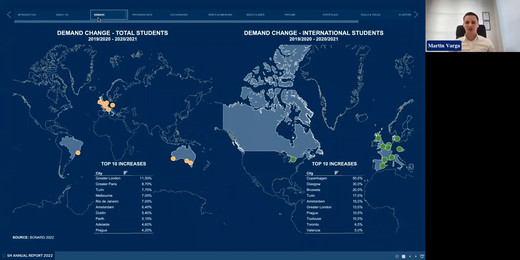In terms of international students, the ranking is a little bit different, and it comes mainly from European jurisdictions. So on top of the list, we can see Copenhagen, Glasgow, and Brussels leading the way. However, we also notice higher enrollment of international students in Toronto in Canada, which is basically considered the main hub of students in this region and continent.